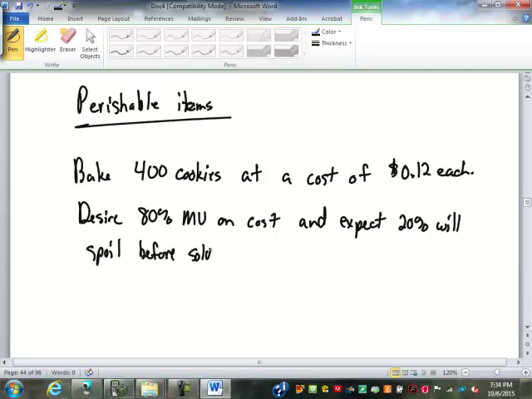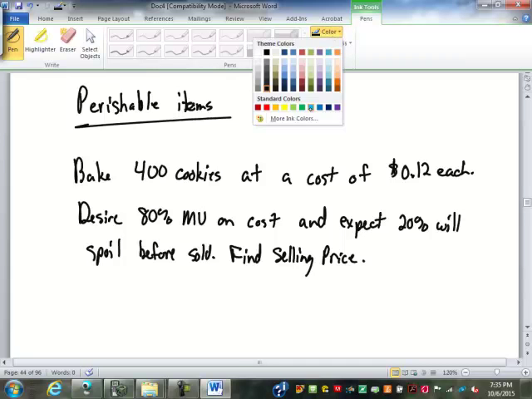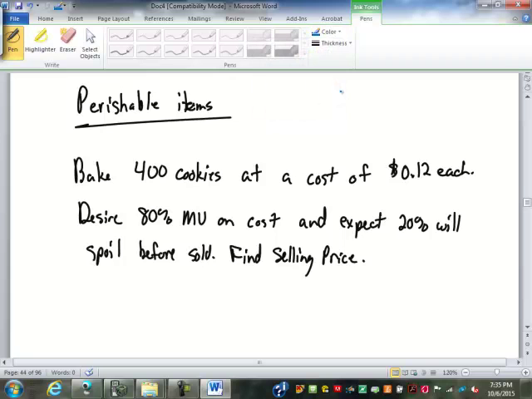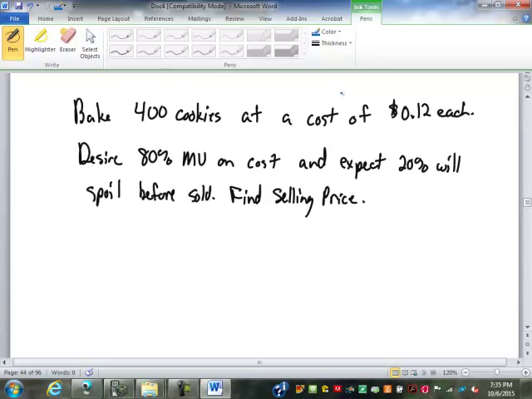Now, that doesn't necessarily mean that they're going to mold or anything like that, but they might dry out and get crispy or just sit there too long that they have to be rotated out. So what we're going to do is find the required selling price. So this is going to have some extra steps to it. Instead of dealing with the cost per item, we're going to be dealing with the cost for the whole batch, for the whole group. So our first step, step one, is going to be to find the total cost.